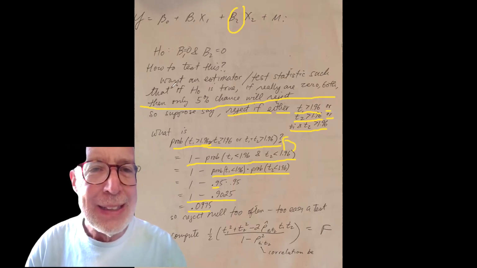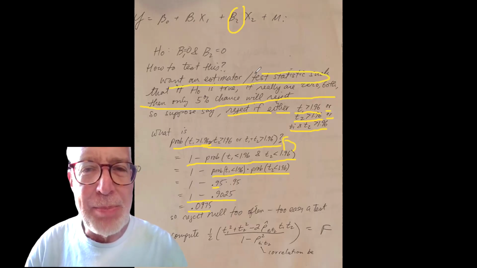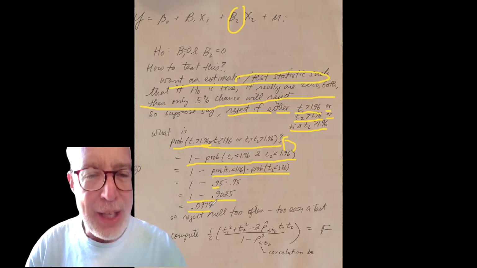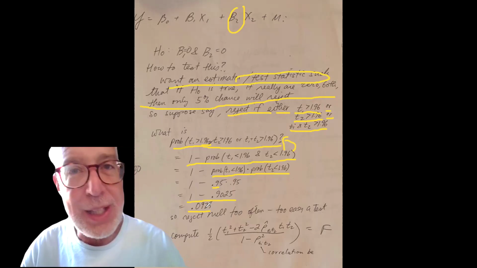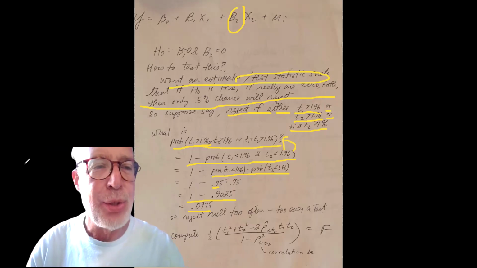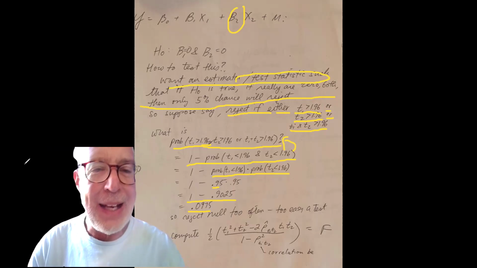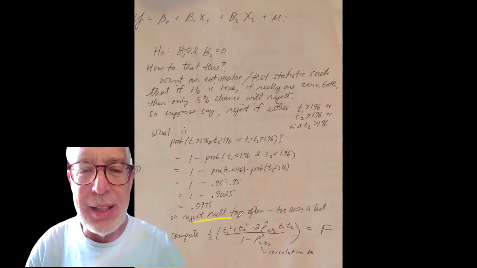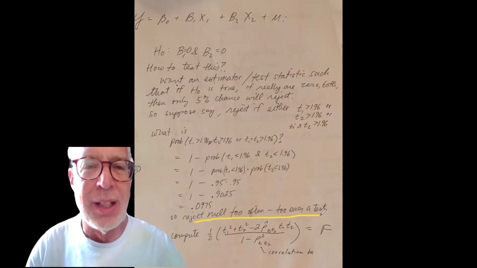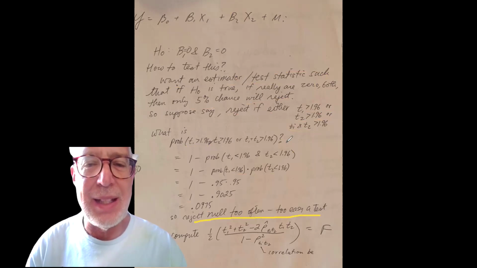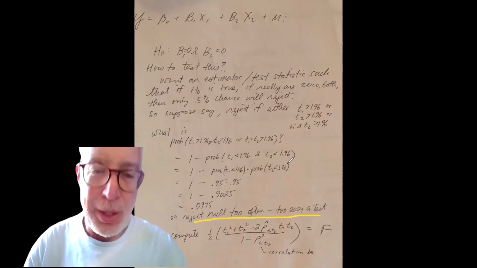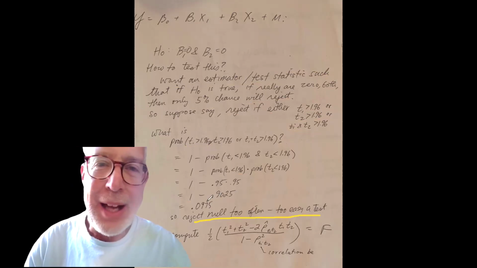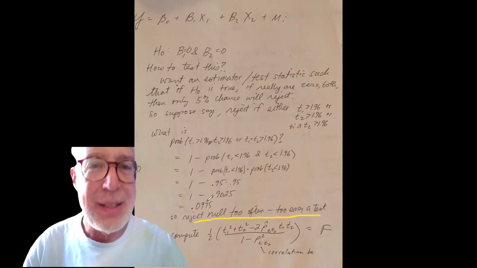So this estimator that we propose here leads us to reject the null hypothesis almost 10% of the time. So that's too easy a test. We reject the null hypothesis too often if that's our test statistic. So we're not going to use that test statistic. We've just shown that that's not a valid test statistic.